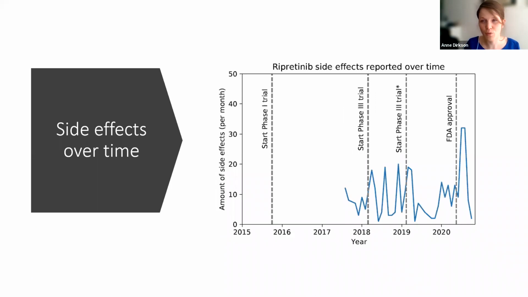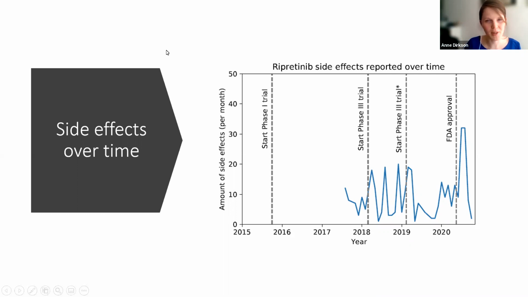One thing is, for instance, we could start looking over time. When are people reporting side effects? Here in this graph, you can see that for ripretinib, which is one of the newly approved drugs, every time they start with a phase 3 trial, there's a peak in how many side effects are being reported. But maybe even more interesting is that when the FDA approval went through, you can see an even larger peak in the amount of side effects people are reporting, probably simply because more people are now able to use the drug.